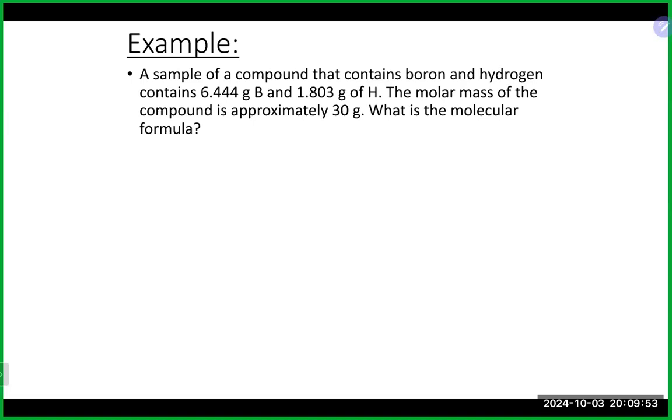A sample compound contains boron and hydrogen. The molar mass of the compound is approximately 30 grams. What is the molecular formula? Boron here is 10.81, and hydrogen is 1.008. All right, so we're looking for the molecular formula here.